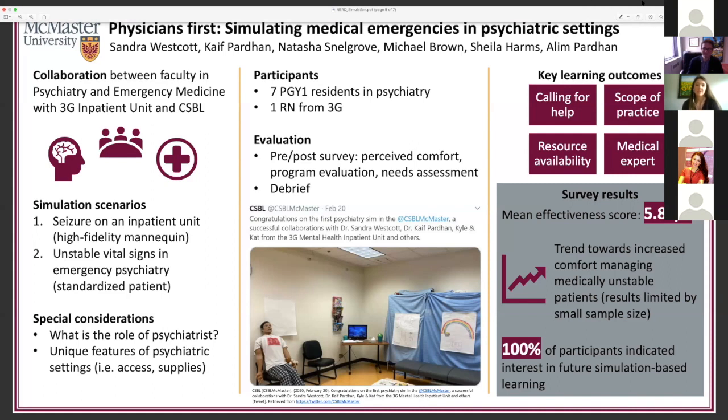We developed 2 simulation scenarios, one using a high-fidelity mannequin to simulate a pediatric psychiatry inpatient with a seizure, and another using a standardized patient to simulate someone with unstable vital signs in an emergency psychiatry setting. There are a couple of key considerations that we have to think about in managing medical emergencies in psychiatric settings that distinguish it from how these similar situations might be managed in, say, an emerge or CTU setting. And those need to be accurately reflected in the simulation.